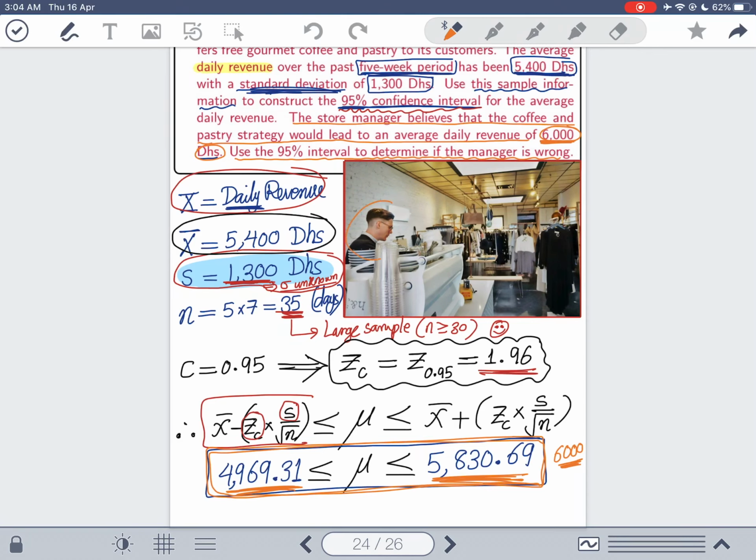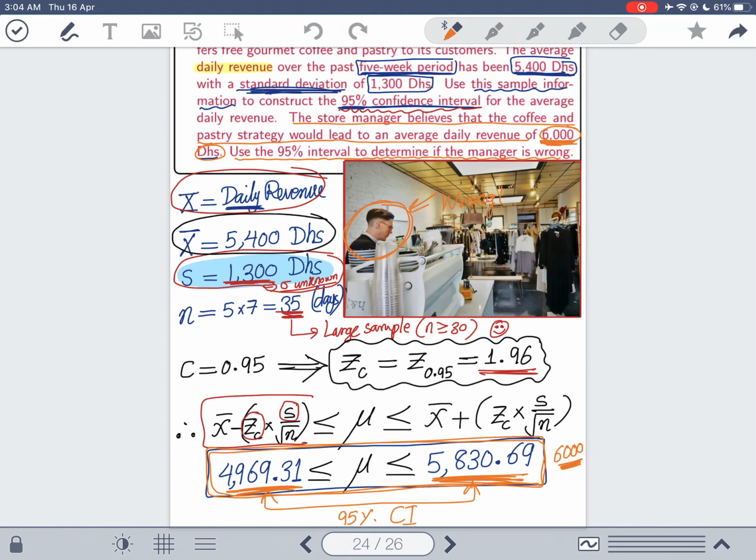So let's say this is the manager here in this picture, so he is wrong to say that the daily revenue will be on average 6,000 dirhams. What could he say that you would accept? If he said any number between these two, then it's okay. But he's giving you a number that's outside the 95% confidence interval, and you chose to use the 95% confidence interval. So he is wrong now.